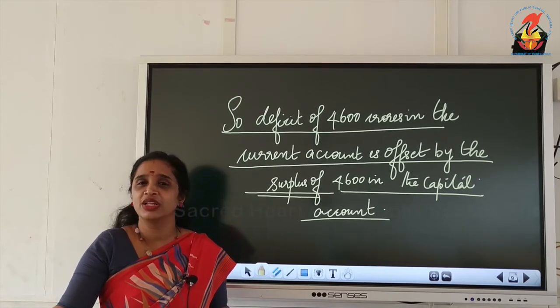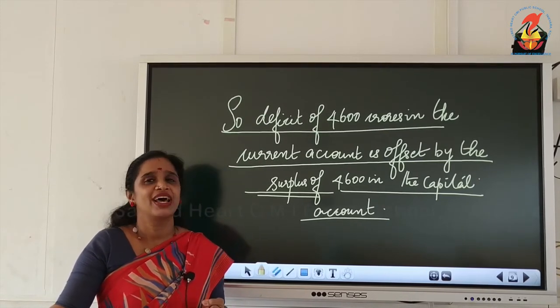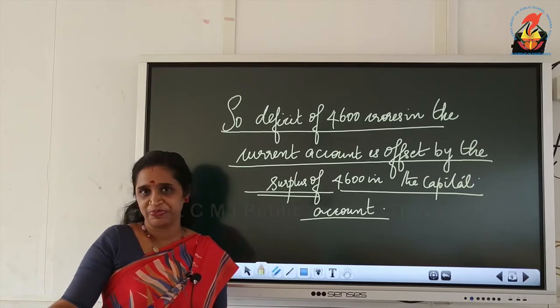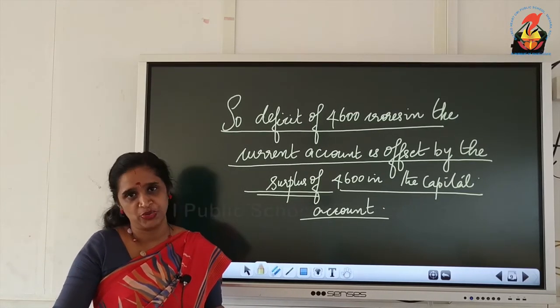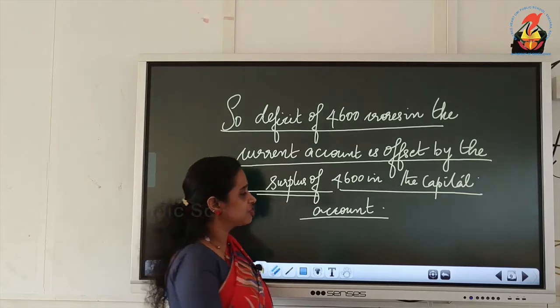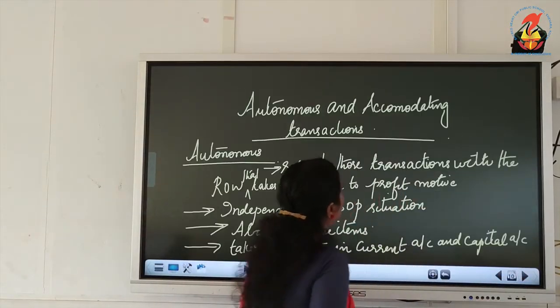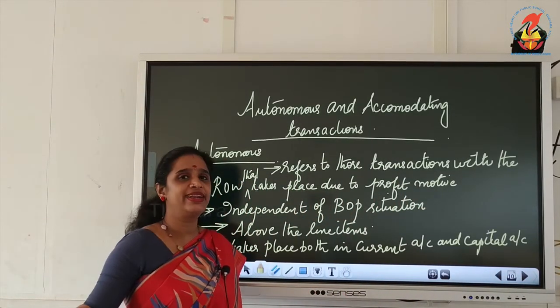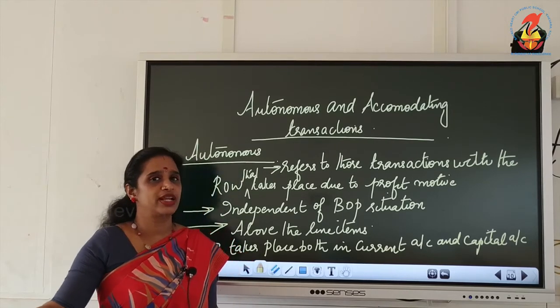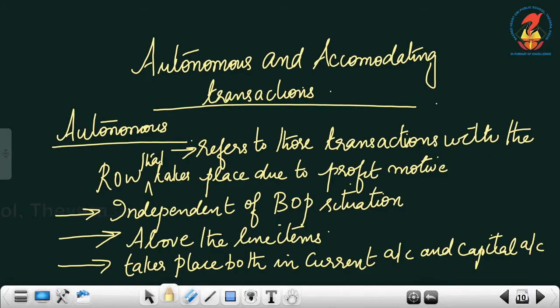Therefore, the capital account here plays a very important role as an accommodating party. I hope it is clear to you. Now in this context, we have to learn about autonomous transactions and accommodating transactions. Two types of transactions we can find. First, we will move on to autonomous transactions.